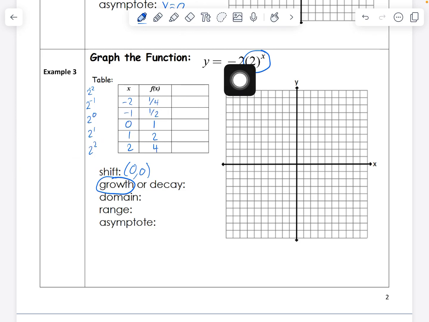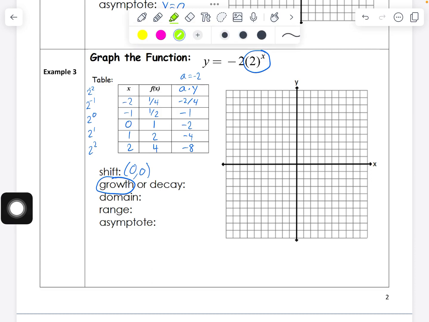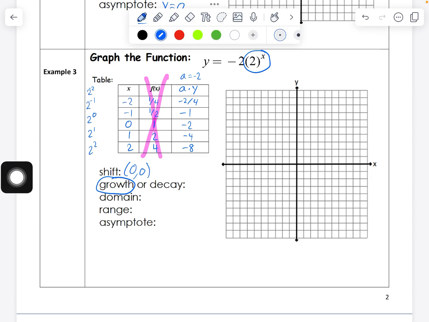This time, what we do have to account for is the a value. A is negative 2, so we need to take a times y. This is what the purpose of the third column is. So we would get negative 2/4 here if we multiply 1/4 times negative 2. Then we would get negative 1, and we would get negative 2, negative 4, and negative 8. I'm multiplying everything times this column here. And then we're done with this one, so I'm just going to cross this out for right now.